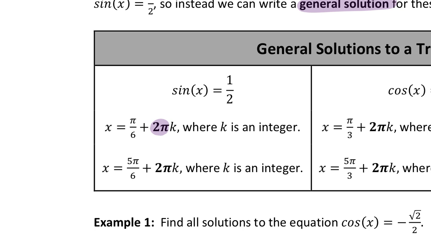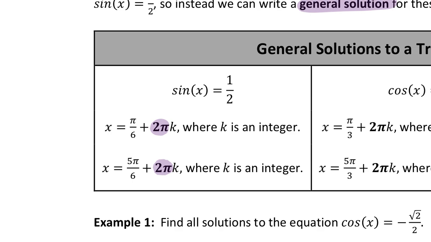Integers are whole numbers. So that means we could use the number 1 or 2 or 3 or 4 or 5, which represents the number of revolutions around the circle. We also know that there's a solution at 5 pi over 6 and every revolution after that. So plus 2 pi k, where k is an integer.